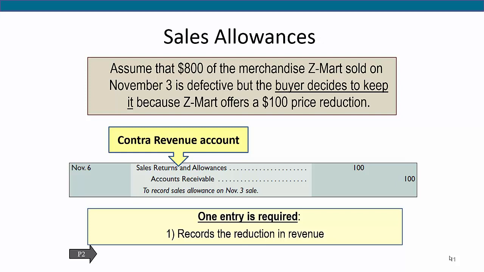Now recall that sales returns and allowances is a contra revenue account, meaning again that it's deducted from sales when computing net sales on the income statement. So in summary, net sales equals sales minus sales discounts minus sales returns and allowances. This means that net sales is the amount that the customer paid for the goods bought.